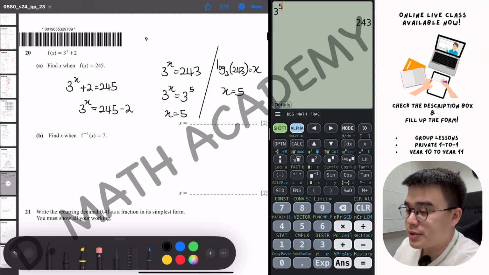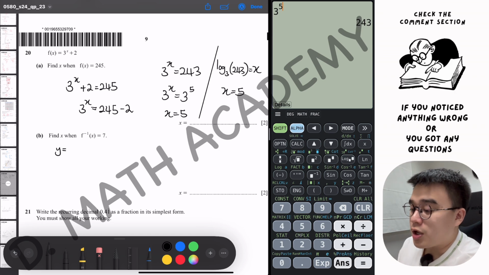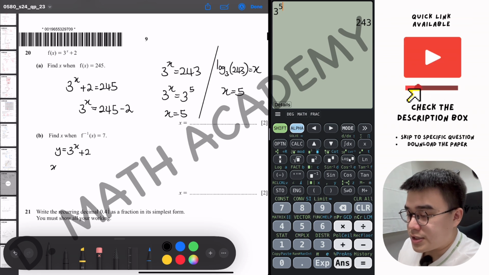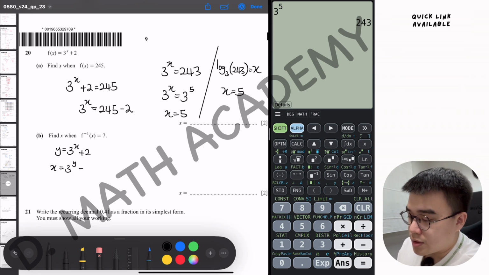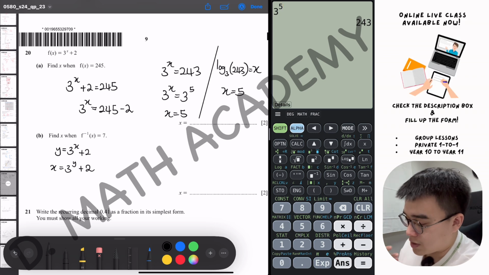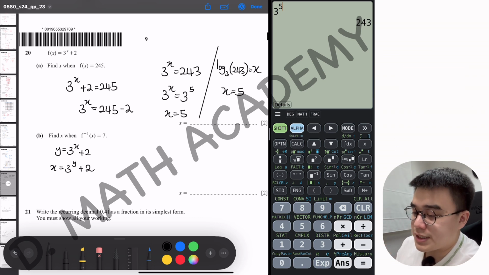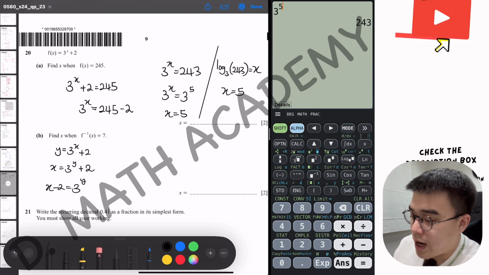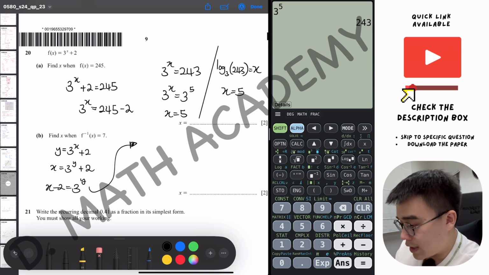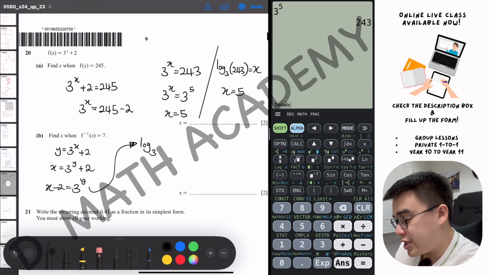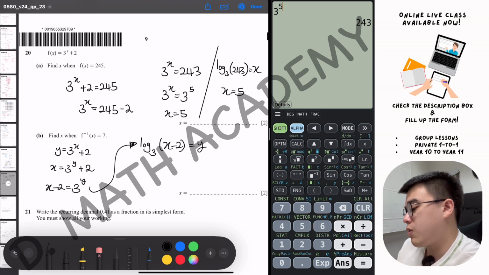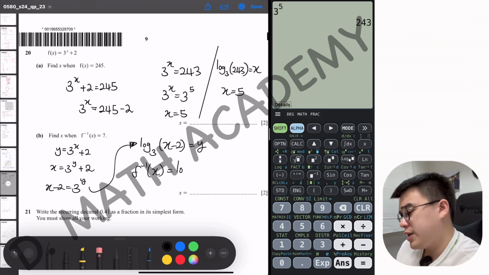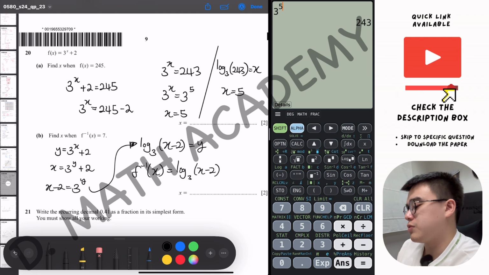The 3-step method that I always use is to replace the original function as y first. Okay, then the next step is to swap them. Swap here means whatever was x is replaced as y, whatever was y is replaced as x. So from here, x minus 2 equals 3^y, and then we're going to use log again. You will get log with a base of 3, x minus 2 equals y. And this is actually your function inverse. It's just log base 3, x minus 2.